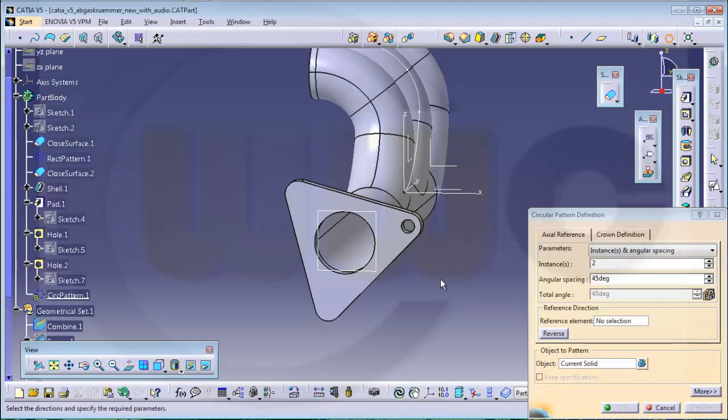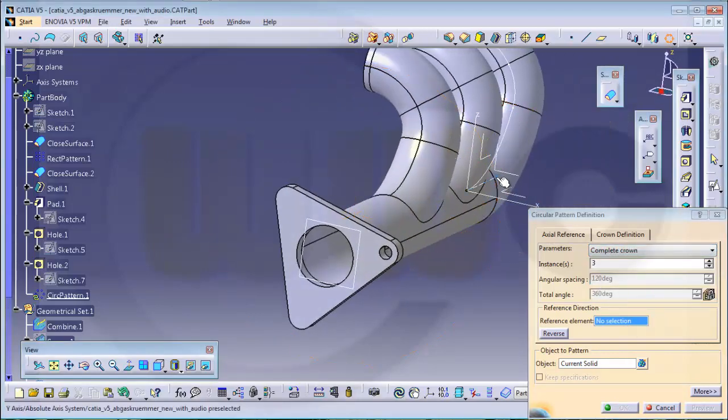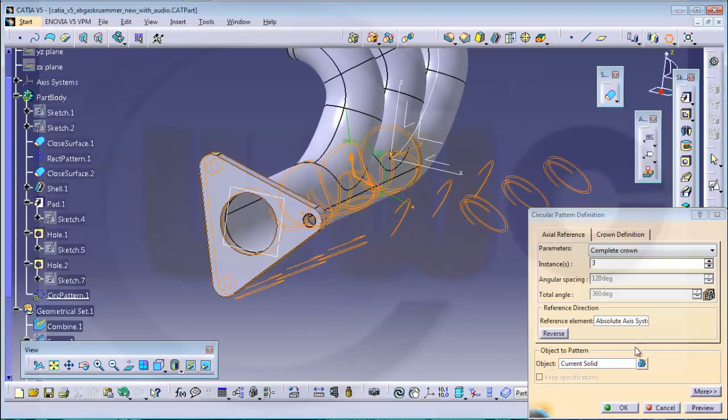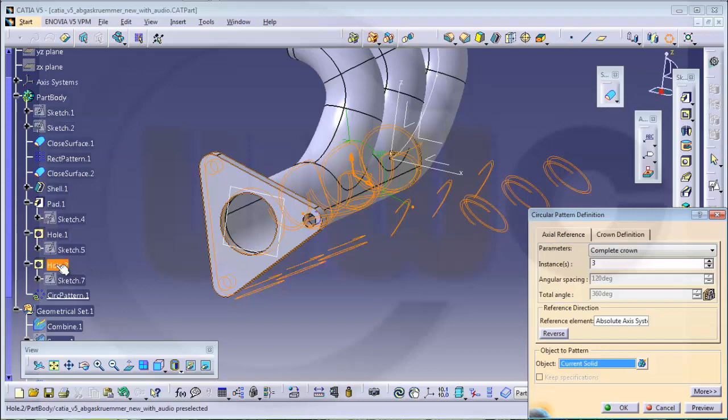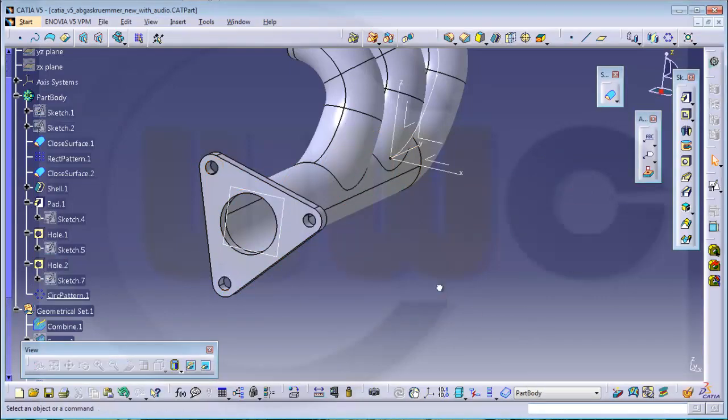And then I want to have a circular pattern with this hole. That's this one. I want to have 3. I want to have a complete crown, and the reference element is the y-axis, and not the complete current solid, but just the hole 2. Keeps the specifications and okay.